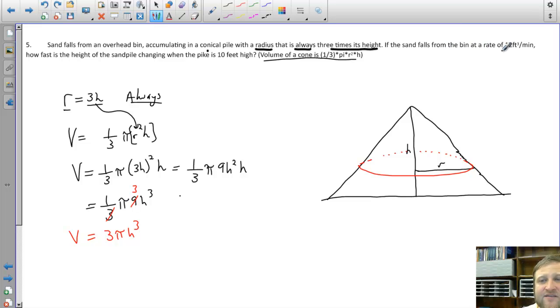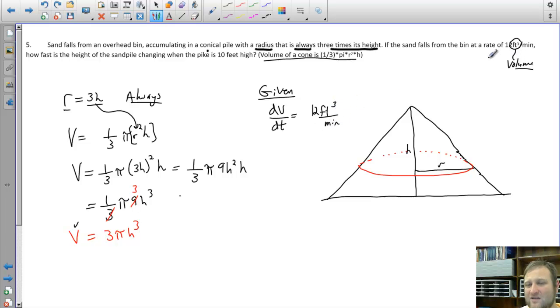So it says, if the sand falls from the bin at a rate of 12 feet cubed per minute. Okay, some people might get confused with this, but it's okay. But notice here, what is this rate? Feet cubed. I hope we're all thinking this is a volume. Every time you see something cubed, that's going to be a volume. So let's think about this. We have volume, we have height. What rate is this going to be related to? Definitely not height, because that's linear. Volume. So we know that in our givens, dV/dt is equal to 12 feet cubed per minute.